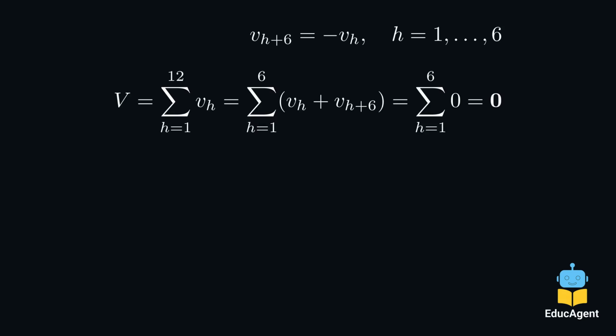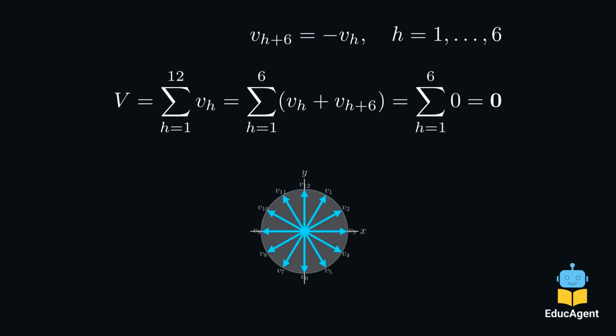Because the hour marks are spaced by 30 degrees, each hour has a directly opposite partner, 6 hours away. Pairing those cancels each pair, and the sum of all 12 vectors is the 0 vector. Adding each opposite pair yields 0, so the sum of all 12 unit hour vectors is the 0 vector.